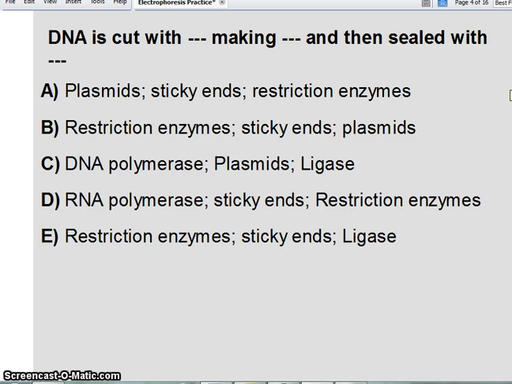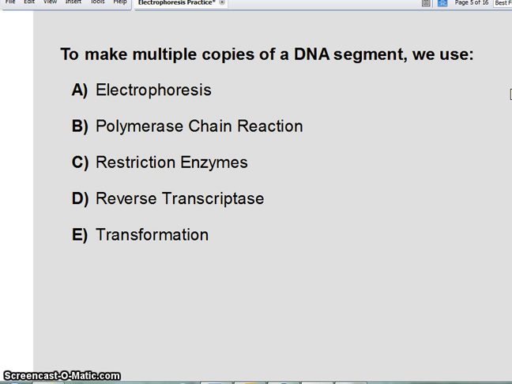Okay, simple vocab. DNA is cut with restriction enzymes. It makes sticky ends, and then we seal it up with ligase. So we cut it with restriction enzymes, it makes sticky ends, we seal it with ligase. This is simple vocabulary, you should know this from the lab. To make multiple copies, we use polymerase chain reaction, that's also called PCR.